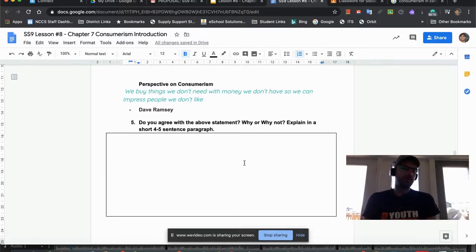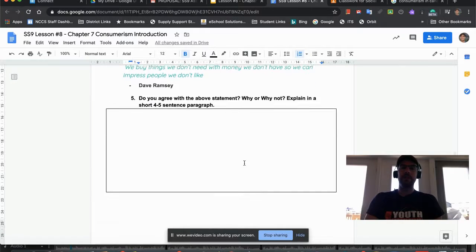So if you agree with it, then you can write a small paragraph saying that you agree with it, and these are the reasons why, and then you could give an example or give several examples. So 4 to 5 sentences isn't much, but just to explain to me your feelings, your thoughts, and what you think about it. All right.